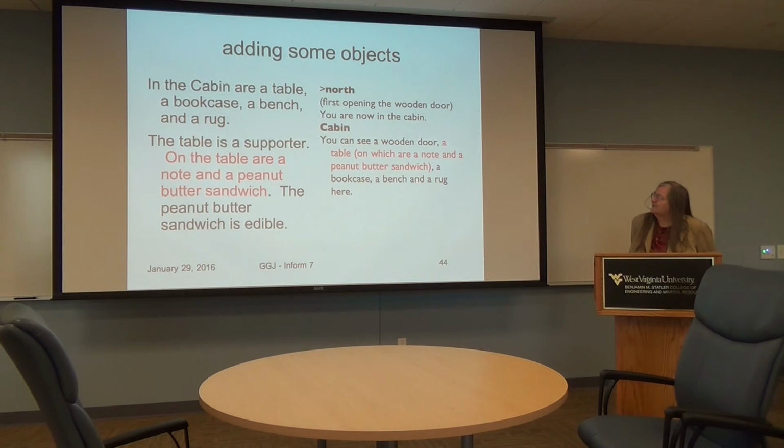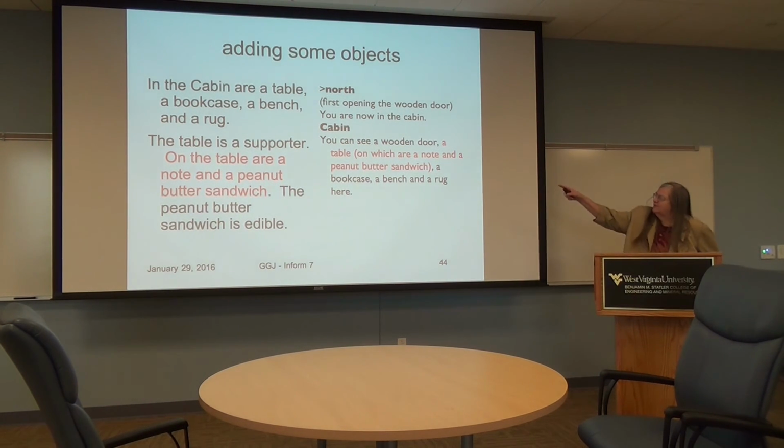I can add some more objects. On the left-hand column, we see my Inform 7 code. The table is a supporter. We put things on it. On the table are a note and a peanut butter sandwich. The peanut butter sandwich is edible. I'm interested in writing games for kids, and so I want to keep some conventional sense of morality in the game. So I've got a note there that's important, because I hate to have 8-year-old kids think it's fine to walk into cabins and eat all the food. So just keep it a little bit honest.